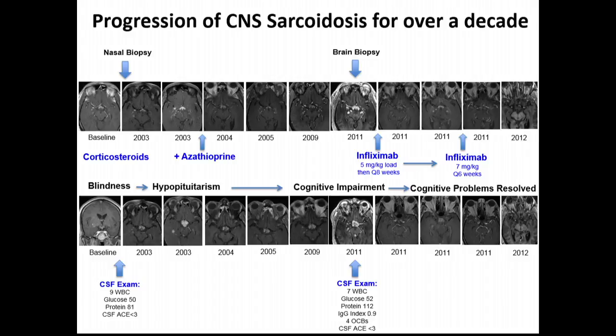There's very little in neurology that will enhance for 10 years and still have the patient walk around and look okay on clinical exam. I mean, he's not doing okay, right? It caused him to go blind. He has hypopituitarism, but he was still able to work and do other activities of daily living, and so his MRI always looked worse than his exam.